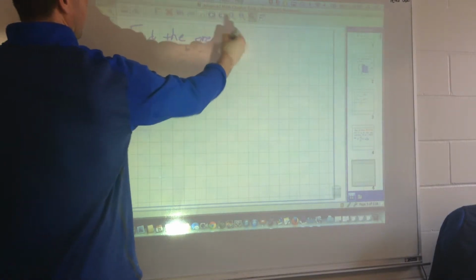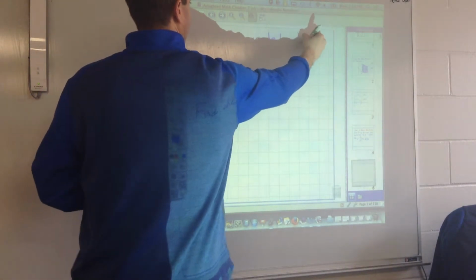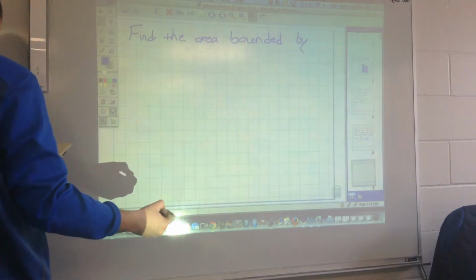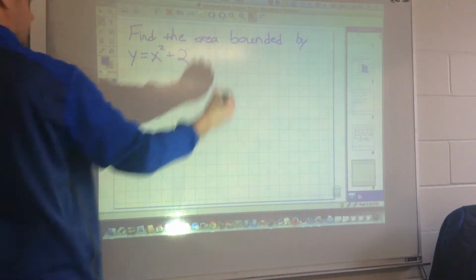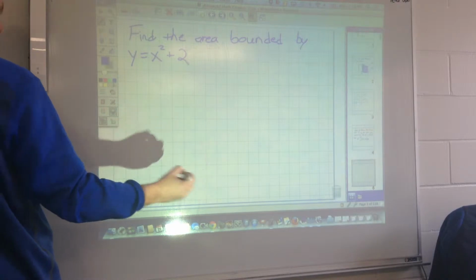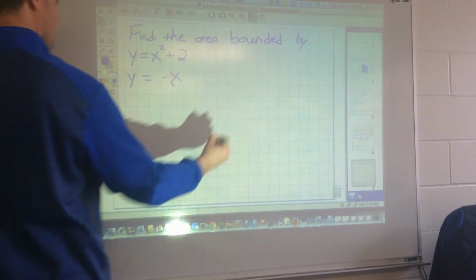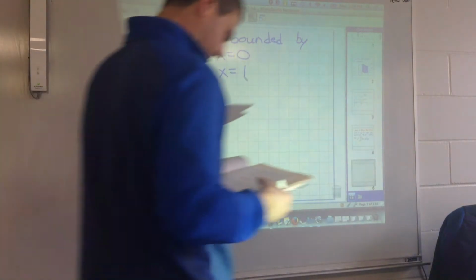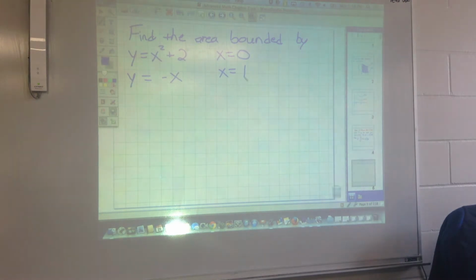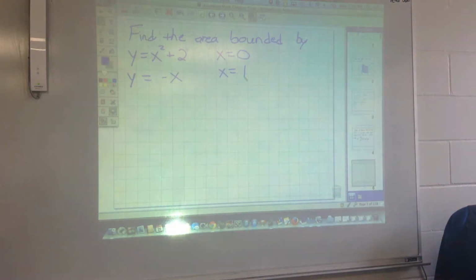Find the area bounded by y equals x squared plus 2, y equals negative x, x equals 0, and x equals 1. So 0 and 1 are A and B.